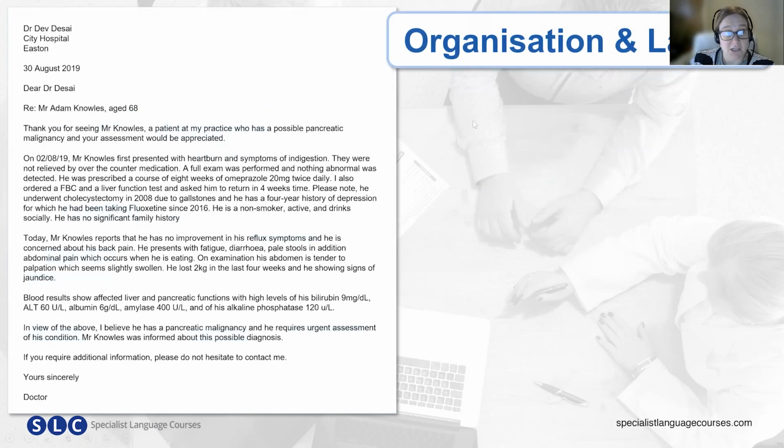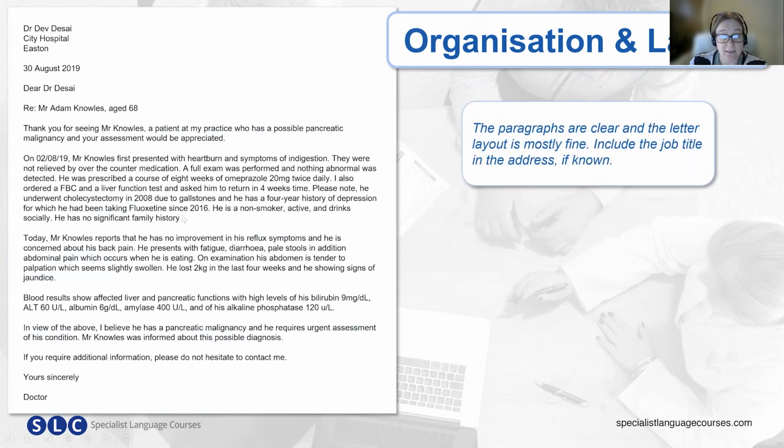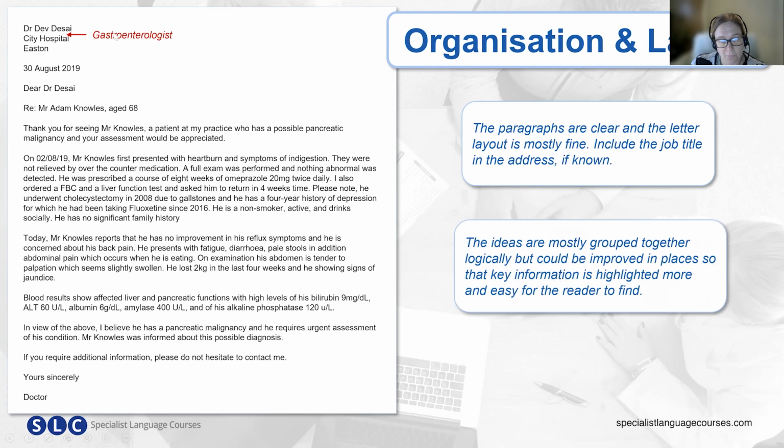If we look at organization and layout, paragraphs are clear, yeah, and the letter layout is mostly fine, but as I said, when we looked at the letter, include the job title. The ideas are grouped together quite well, but yeah, there's a few changes so that the key information is more highlighted. So remember we talked about his past medical history, perhaps not so important to go in the second paragraph. So that bit might be better going at the end there. Okay.